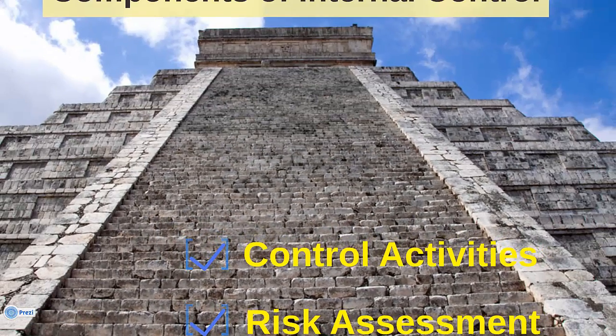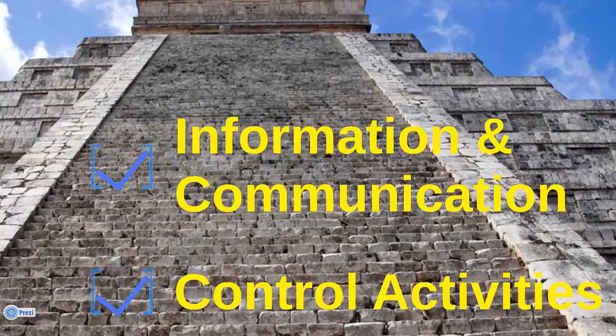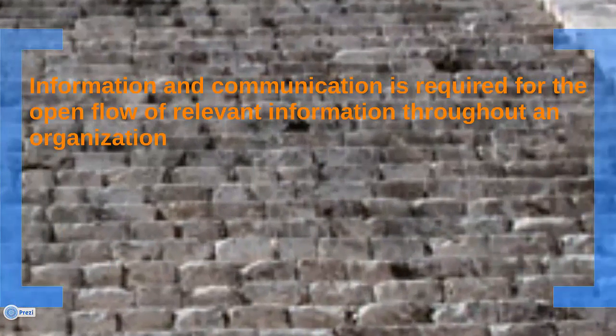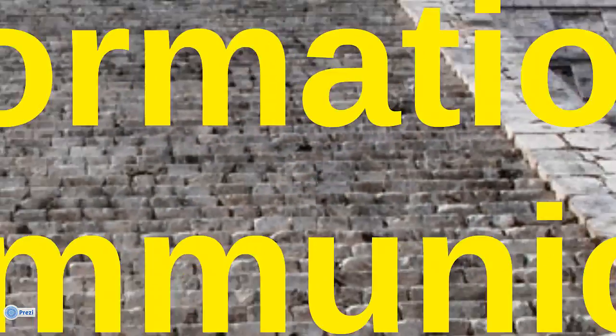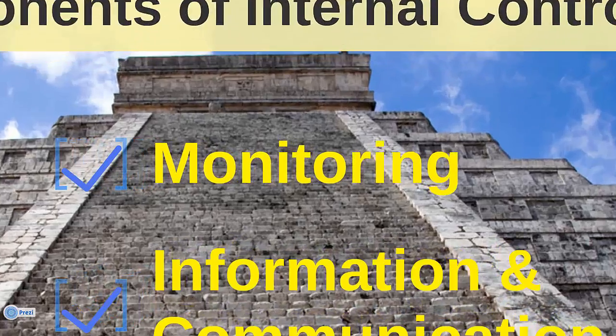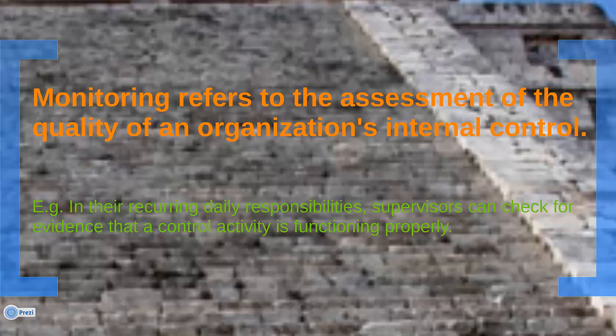The fourth component is information and communication. This component refers to relevant information being communicated appropriately and flowing freely throughout an organization. The final component is monitoring. Monitoring refers to the ongoing assessment of the effectiveness of internal control. The monitoring structure could involve supervisors checking for evidence that a control activity is functioning properly during business activity.